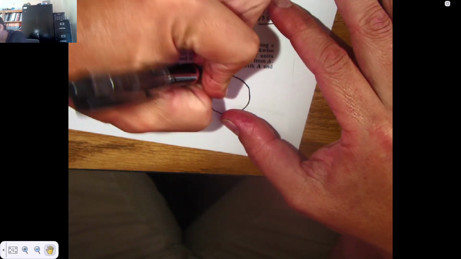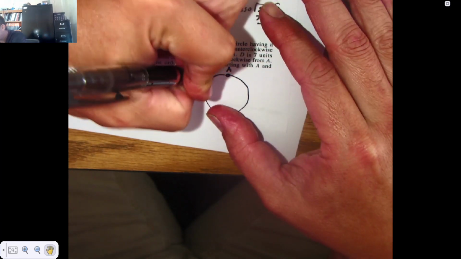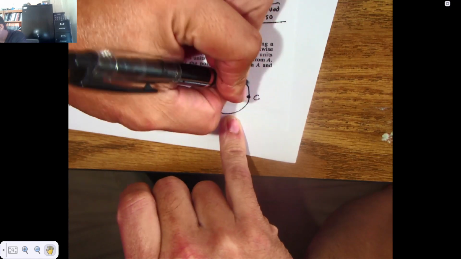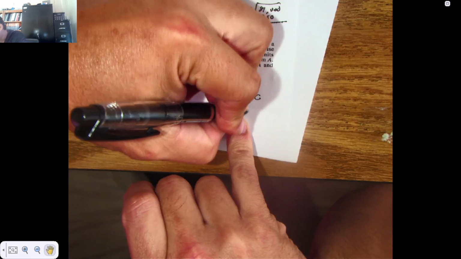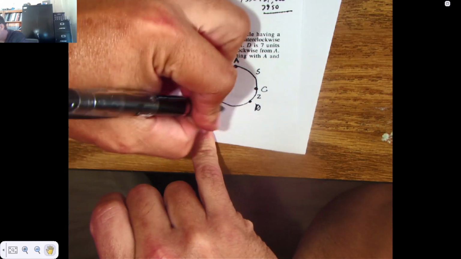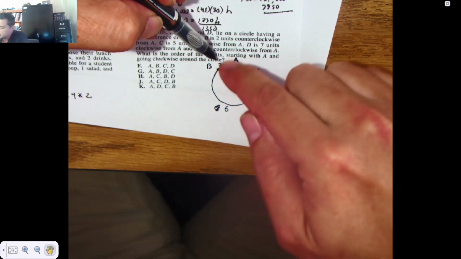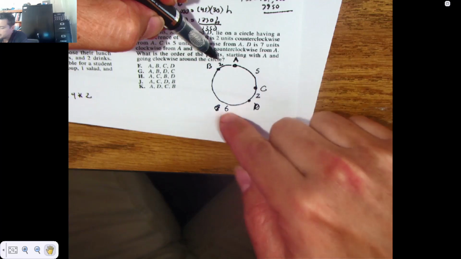It says B is 2 units counterclockwise from A. So I'm going to put A at noon, 12 o'clock. B is 2 units counterclockwise from A, so it would be about right there. C is 5 units clockwise. And D is 7 units clockwise from A. 5 and 2 makes 7. And then 8 units to A, which makes 6, because 6 and 2 makes 8. These four numbers have to add up to 15. So 2 and 5 is 7, 9, 6 makes 15.